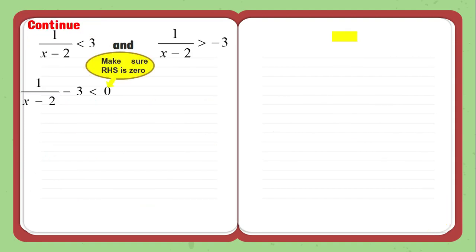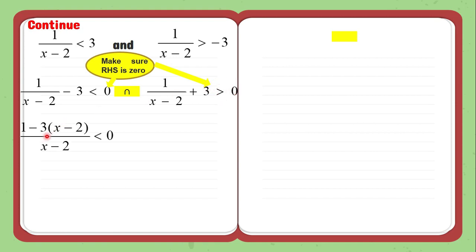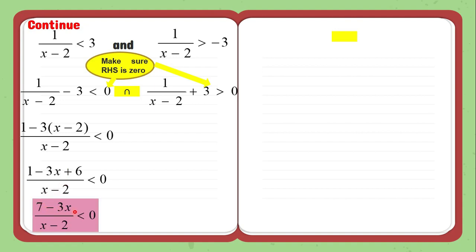1 over x minus 2 less than 3. We bring 3 to the left hand side, so it becomes minus 3. We bring negative 3 to the left hand side, making sure the right hand side is 0. Next, we equalize the denominator, so you get 1 minus 3 times x minus 2 divided by x minus 2 less than 0. And then you simplify until you get 7 minus 3x over x minus 2 less than 0.